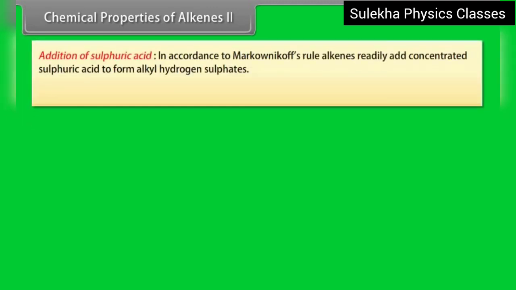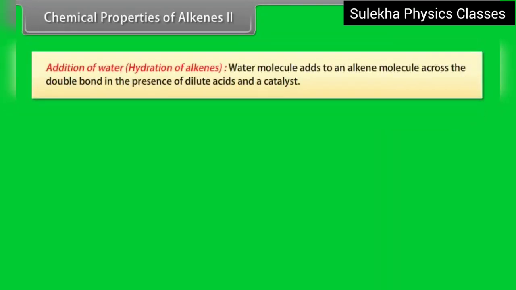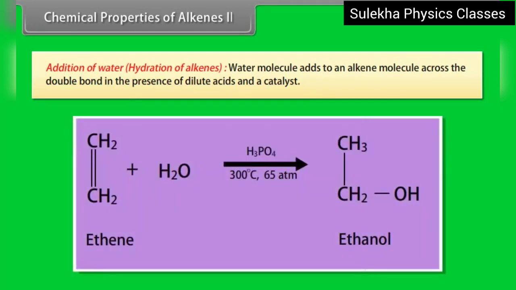Chemical properties of alkenes, Part 2. Addition of sulfuric acid. In accordance with Markovnikov's rule, alkenes readily add concentrated sulfuric acid to form alkyl hydrogen sulfates. For example, ethene reacts with concentrated sulfuric acid to give ethyl hydrogen sulfate. Addition of water, hydration of alkenes. Water molecules add to an alkene molecule across the double bond in the presence of dilute acid and a catalyst. For example, ethene gives ethanol when a mixture of ethene and steam is passed over phosphoric acid and silica under a pressure of 65 atmospheres and at 300 degrees centigrade.